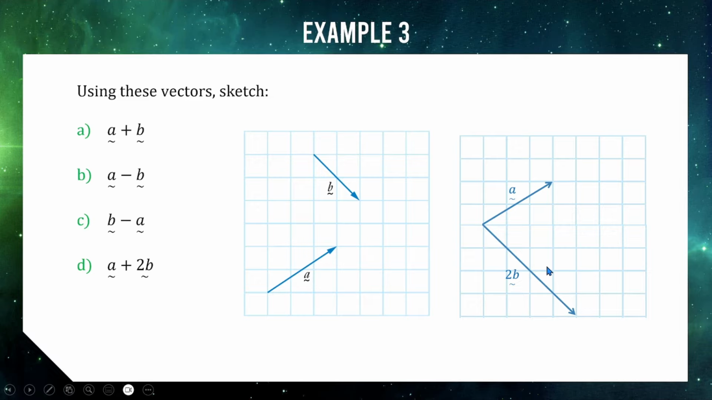Okay? Now we do A plus 2B, once again, either making a triangle or a quadrilateral. Either way, we are trying to get this endpoint here. And then from the starting point to that endpoint is our resultant vector of A plus 2B. So there you go. Now you know how to add and subtract vectors. You know how to multiply vectors by whole numbers, either geometrically or algebraically. Either way, it's easy.